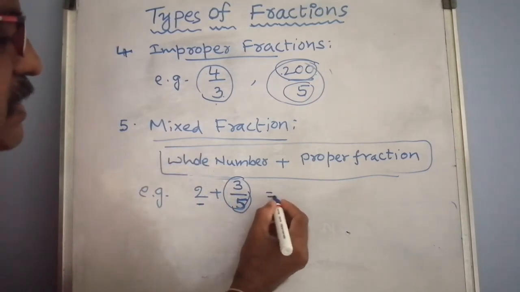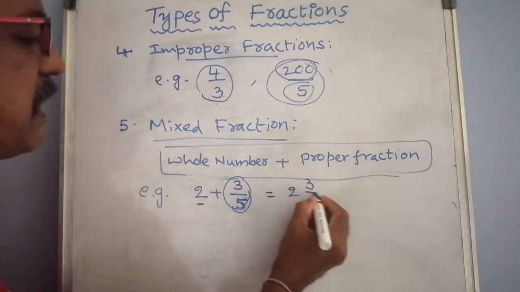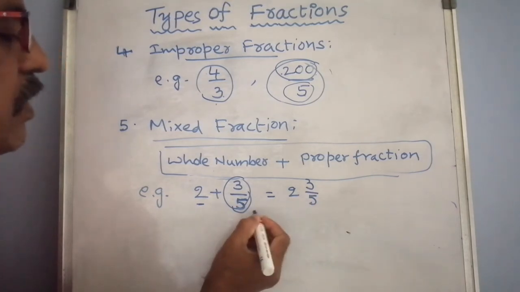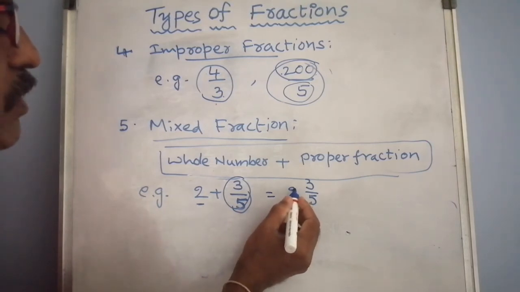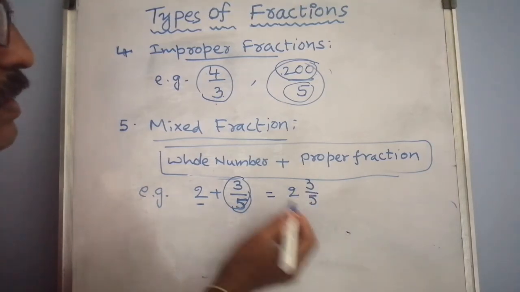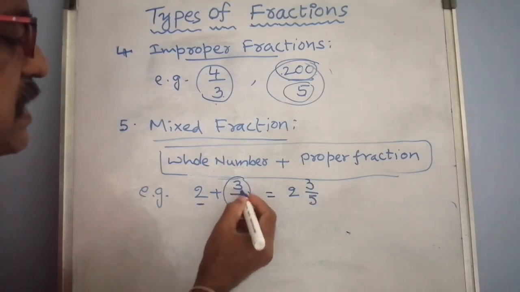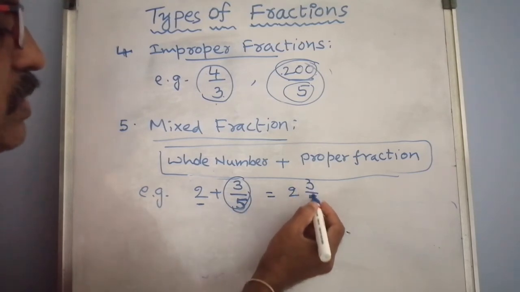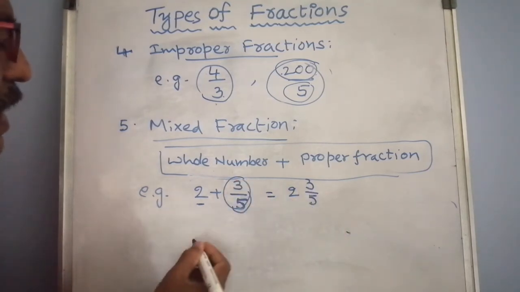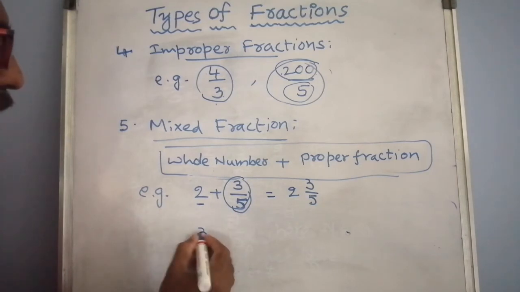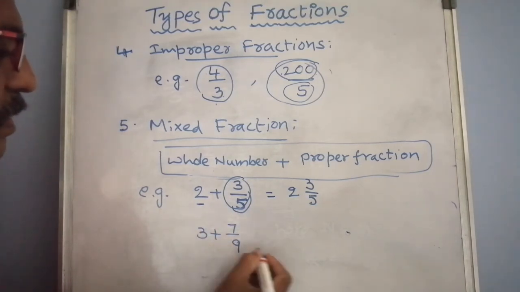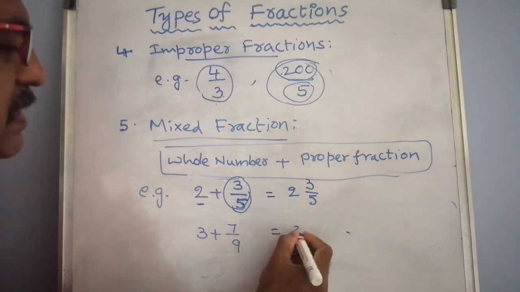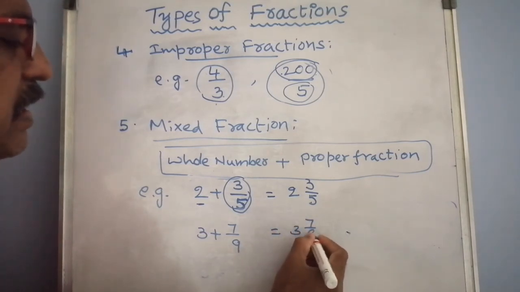It is also written as 2 3 by 5. So we neglect the plus between the whole number and the proper fraction. The 2 plus 3 by 5 is also written as 2 3 by 5. Another example for this is 3 7 by 9, also written as 3 7 by 9.